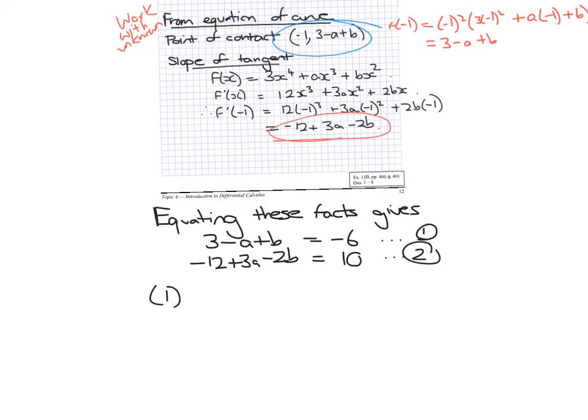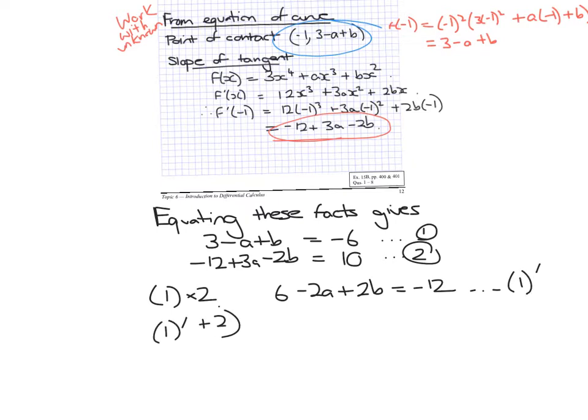So I'm going to multiply equation 1 by 2, because that will put a number 2 in front of this b, so I can add the equations together and eliminate. So I'm going to make that 6 take 2a plus 2b equals -12, and I'm going to call that 1 dash, and then I'm going to do 1 dash plus 2, and I'm going to add those two equations together now. If you write them underneath each other, it's probably easier to see what happens.